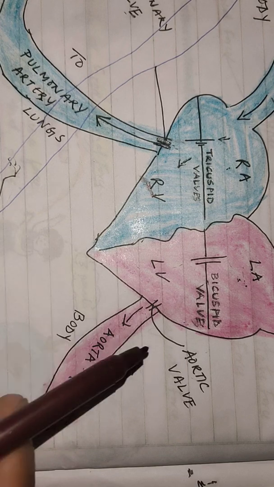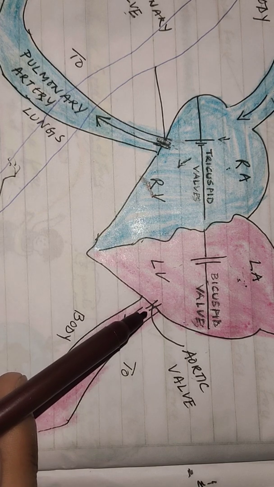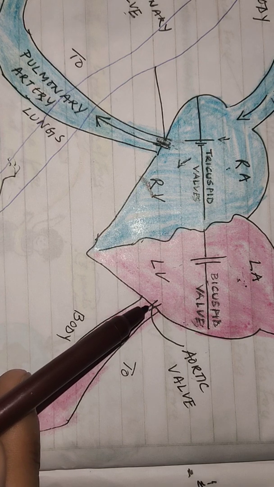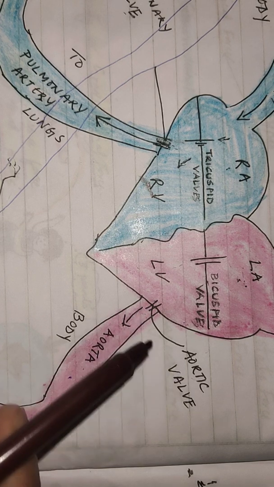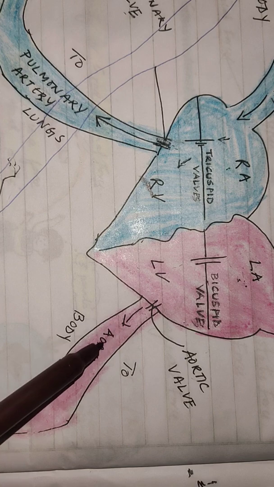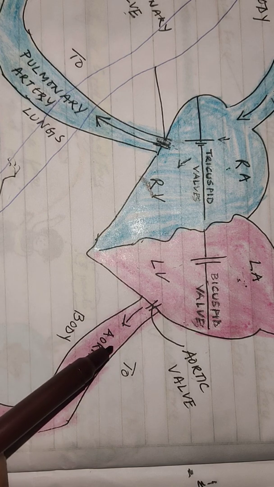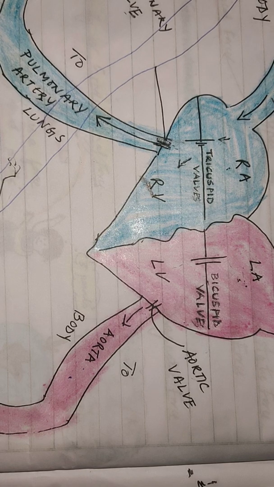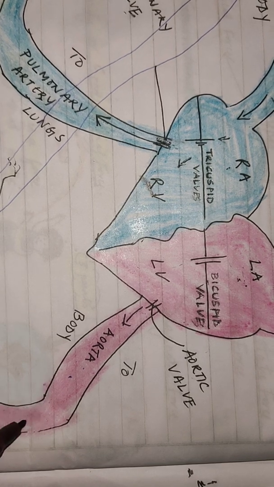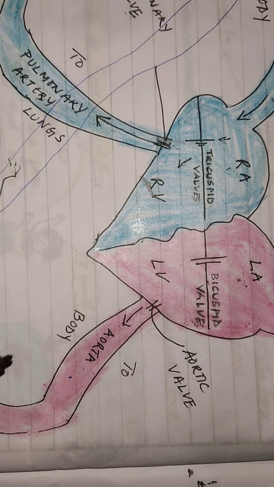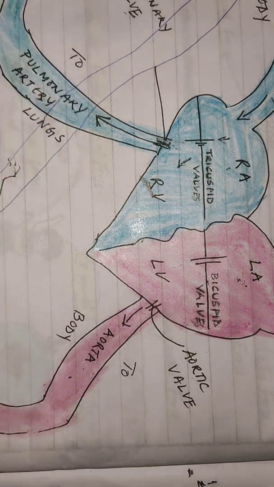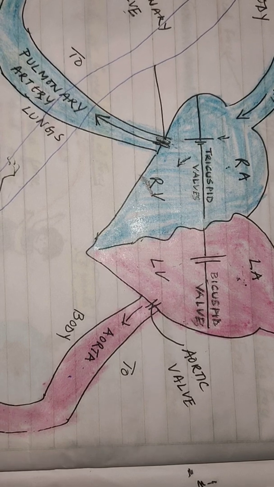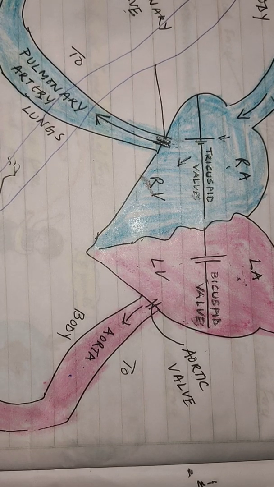Now from there, once again there is another valve known as the aortic valve, and from this aorta the oxygenated blood is supplied to the body. It is supplied to the body, and from the body back to the same stage.